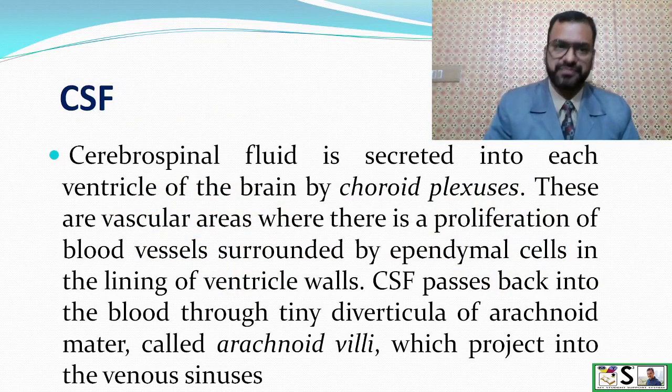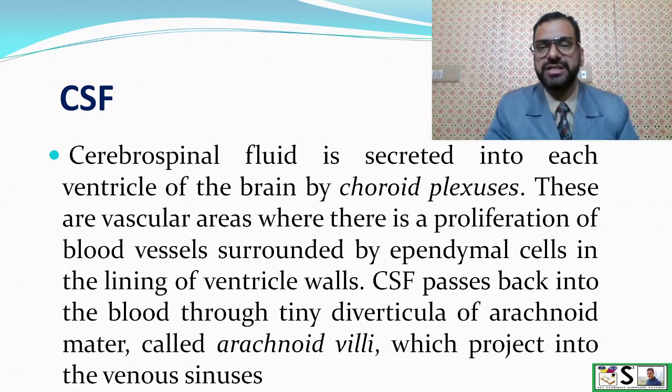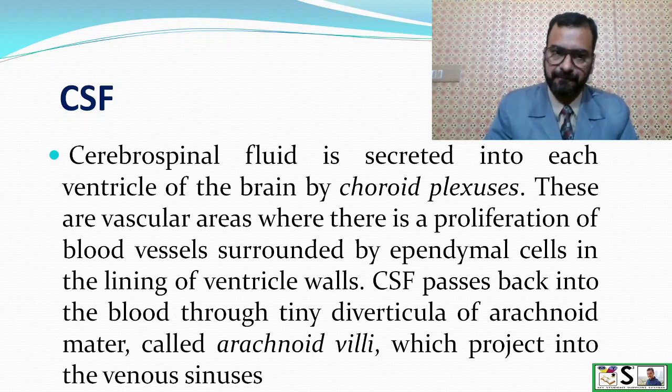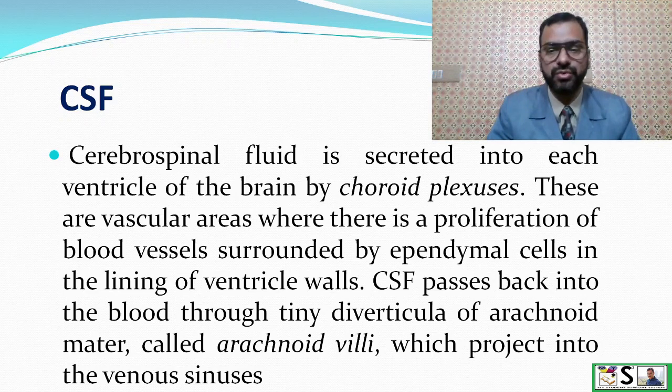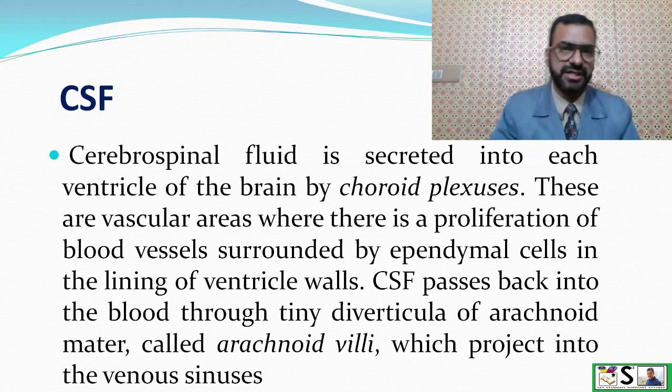What is CSF? Cerebrospinal fluid is secreted into each ventricle of the brain by the choroid plexus. These are vascular areas where there is a proliferation of blood vessels surrounded by ependymal cells in the lining of the ventricle wall. CSF passes back into the blood through tiny diverticula of arachnoid matter called arachnoid villi, which project into the venous sinuses.